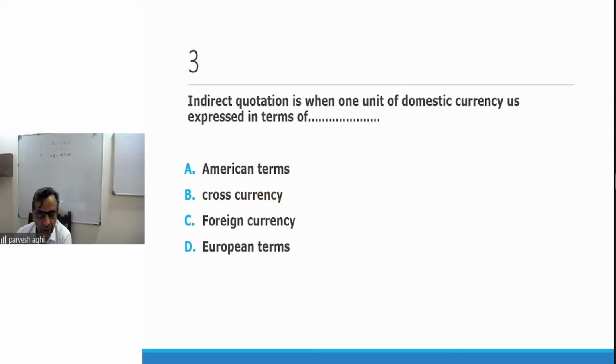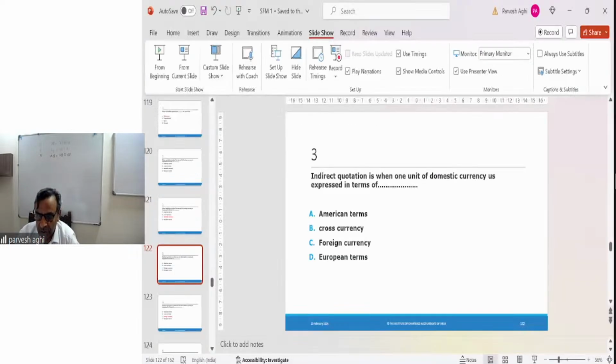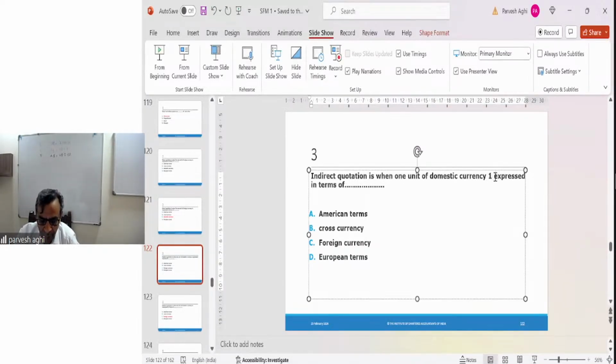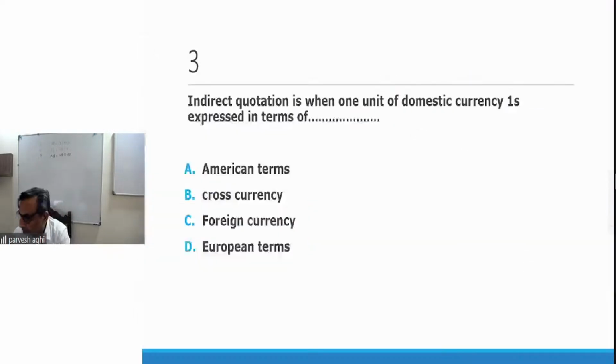Okay, so the third one, indirect quotation is when one unit of domestic currency is expressed in terms of what? So I just made a mistake here. So the answer is C, foreign currency.